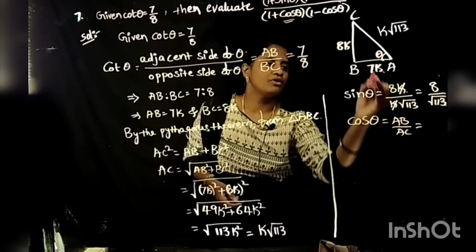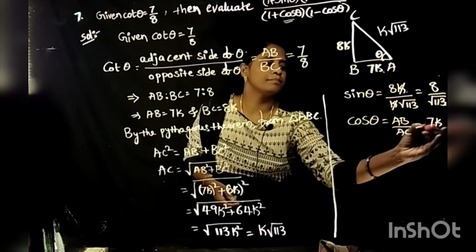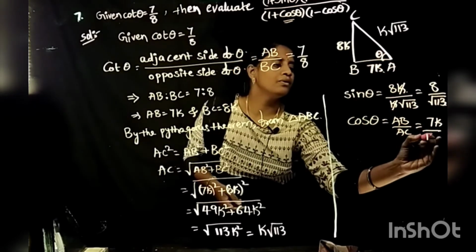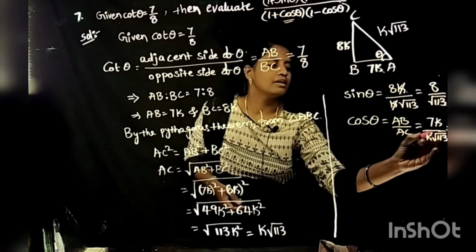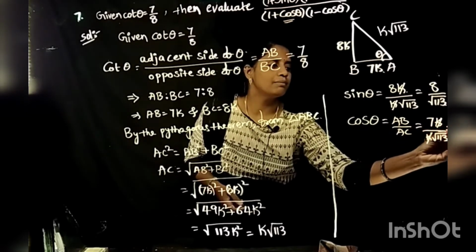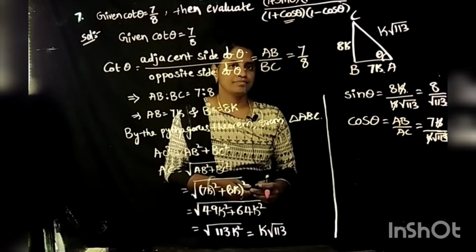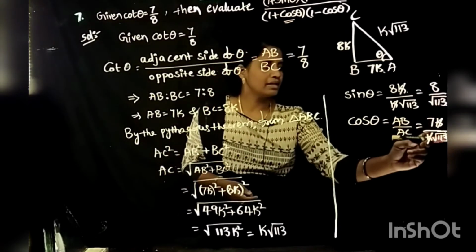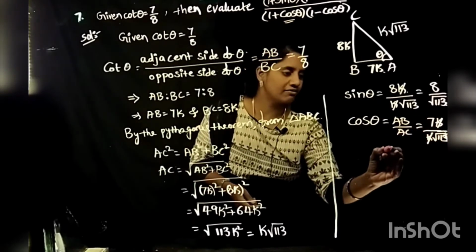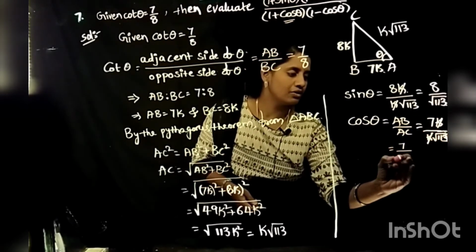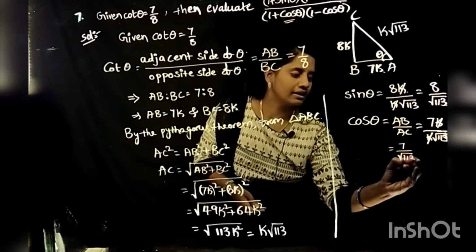Next, from this we are also finding another trigonometric ratio. What is that? Cos theta. Cos theta is adjacent side by hypotenuse. Here adjacent side is AB, by AC. What is the value of AB? 7K. AC value is K into root of 113. Here K both are cancelled. We get 7 by root of 113.